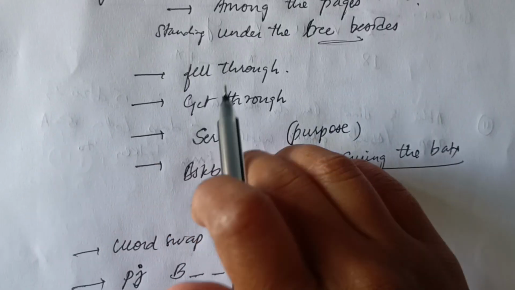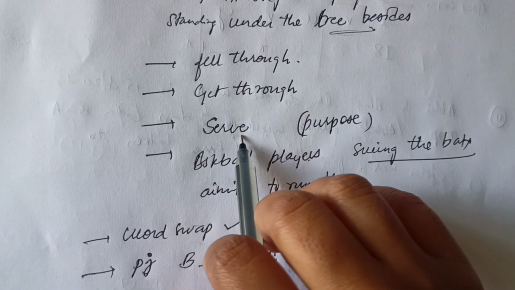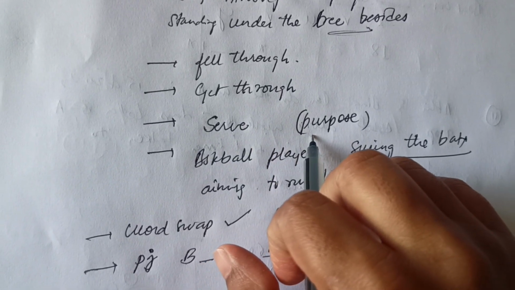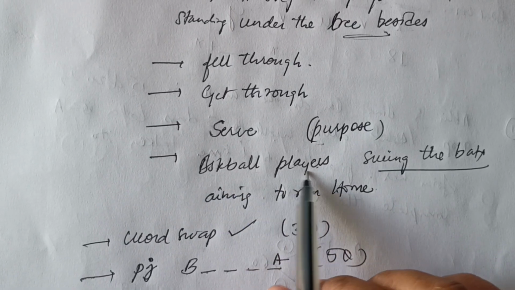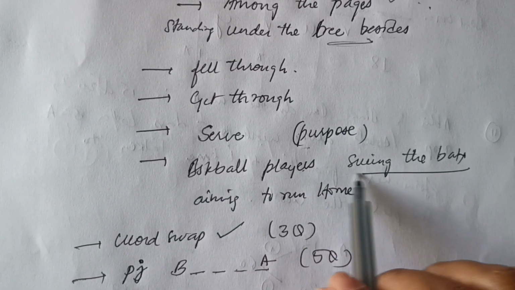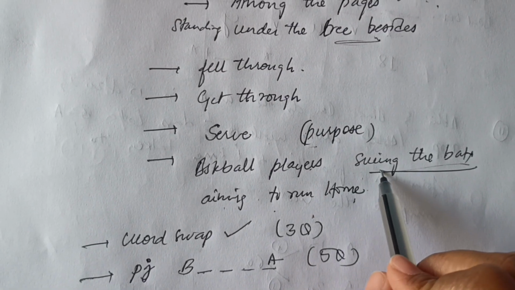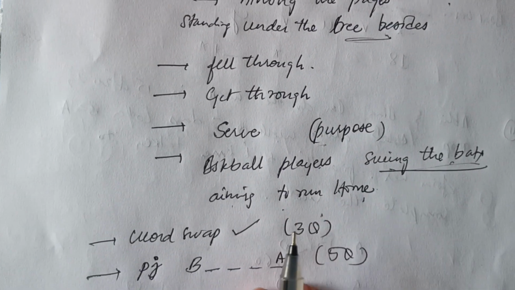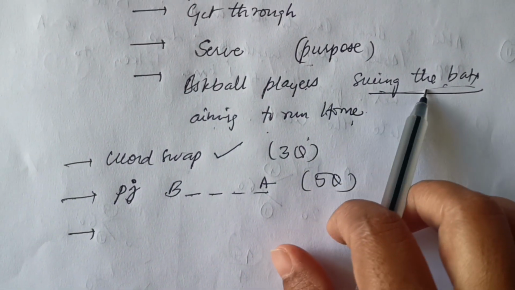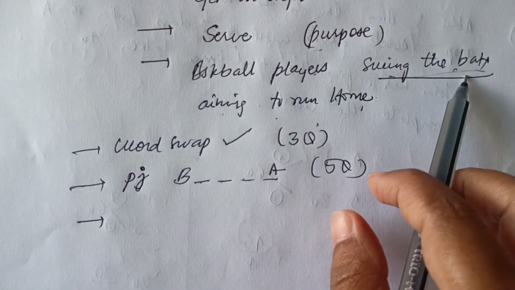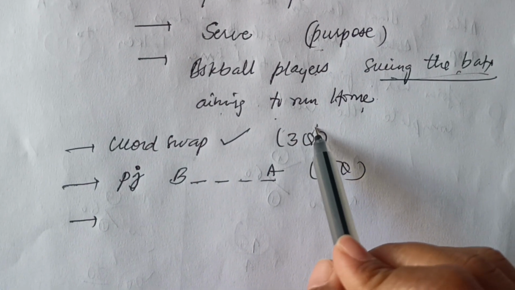Okay, one I marked as fell through, and another was get through, and one as serve, because it was talking about his purpose, something like that. And by baseball players or basketball players, I don't know. So the blank was given, like aiming to run home. So I marked swing their bats, because they didn't give the option like none of these. So that's why I thought swing their bats will be the answer. WhatsApp 3 questions were there, so it was also doable, very easy.